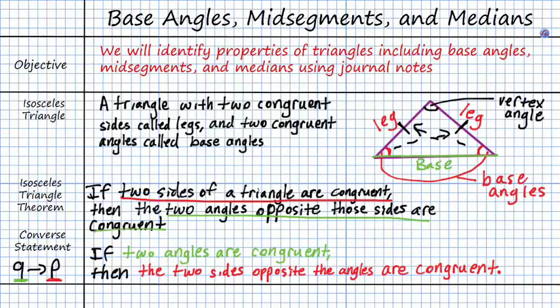So we have this very strong relationship here. This is actually a biconditional statement. So we can say both: if two sides of a triangle are congruent, then the two angles opposite those sides are congruent, and conversely, if two angles are congruent, then the two sides opposite those angles are also going to be congruent. So it goes both ways. Then let's start using this information to actually solve some problems.